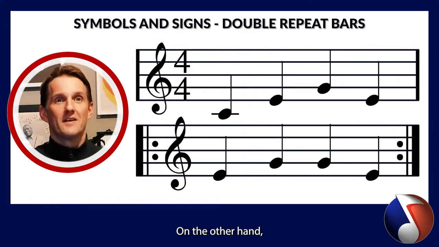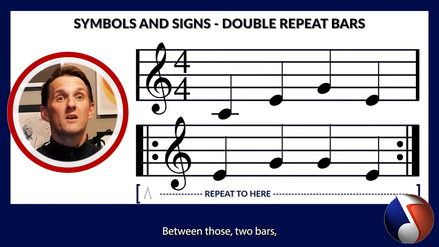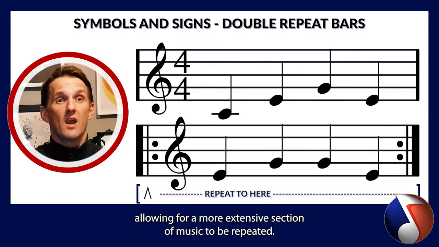On the other hand, double repeat bars indicate that you should repeat everything between those two bars, allowing for a more extensive section of music to be repeated.